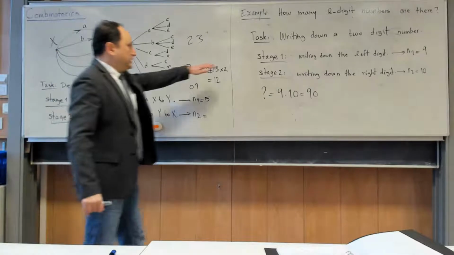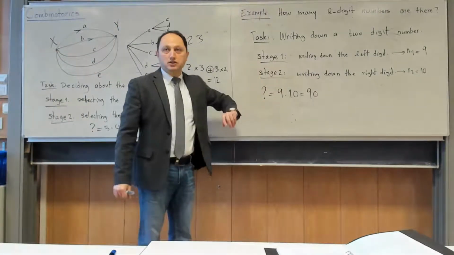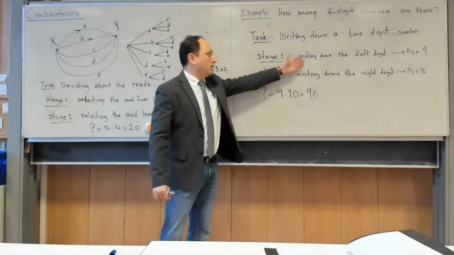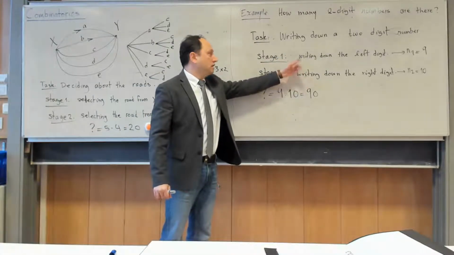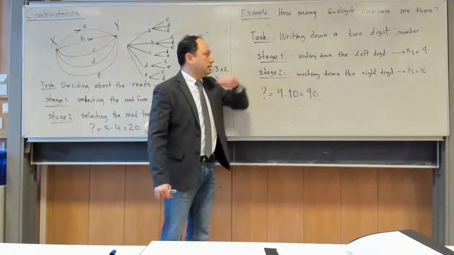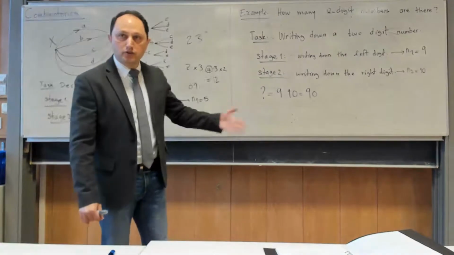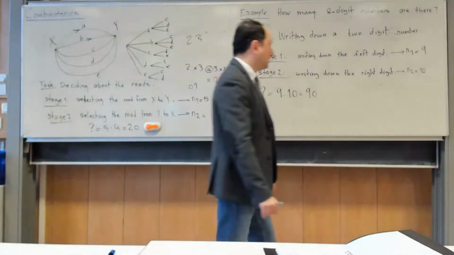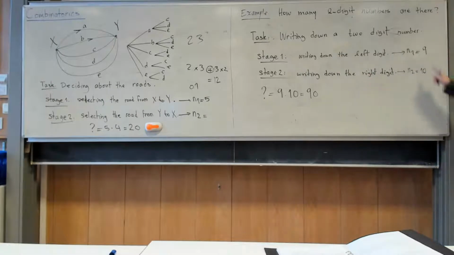Of course, this is the natural order, but let me ask you, if I interchange these stages, let me choose stage 1 to choose the right digit, and stage 2 choosing the left digit. What will happen then? Do you think that this is possible or not? So stage 1 is choosing the right digit. Then how many options are available for stage 1? The right digit. 10, yes?